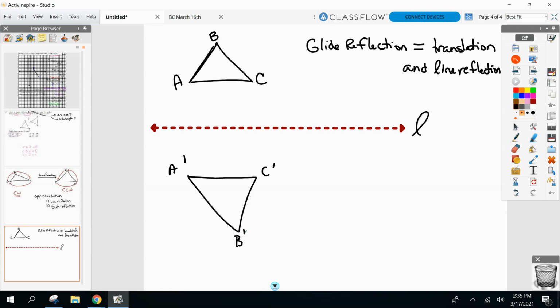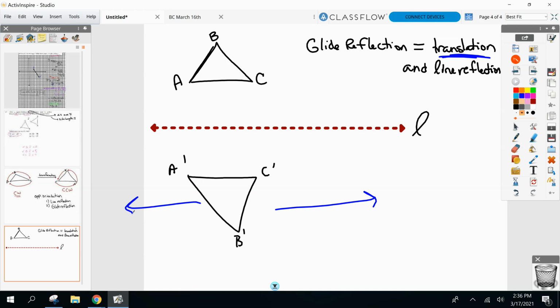Now, to be considered a glide reflection, the translation part of this, I need to translate, slide, parallel to the line I reflected over. So because I reflected over line L, I really can only slide this way or slide to the left. If I try to slide up or down, that's not going to be parallel to L, and that would not be a glide reflection. So the translation must be parallel to whatever line I reflect over. So there's only certain options I have for the translation part. So that is a glide reflection.